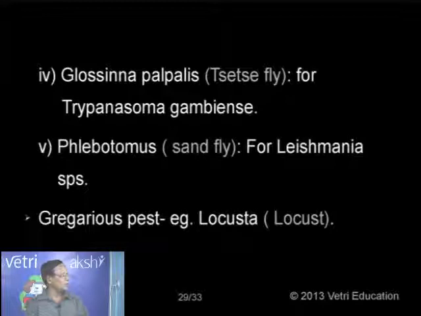Then also we have another one, Phlebotomus. This is normally called a sand fly, causing a disease, leishmaniasis. So we have visceral leishmaniasis or skin leishmaniasis. We have just two different types of Leishmania. One is Leishmania tropica, another one Leishmania donovani, and both are protozoan parasites being transmitted by Phlebotomus. Also another vector, Triatoma, a bug.